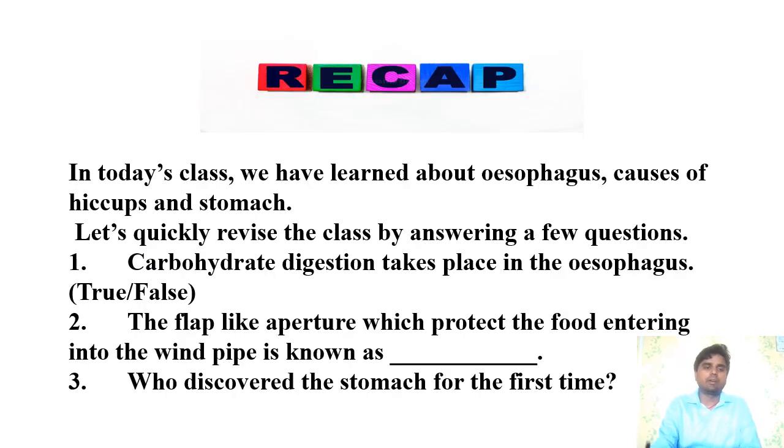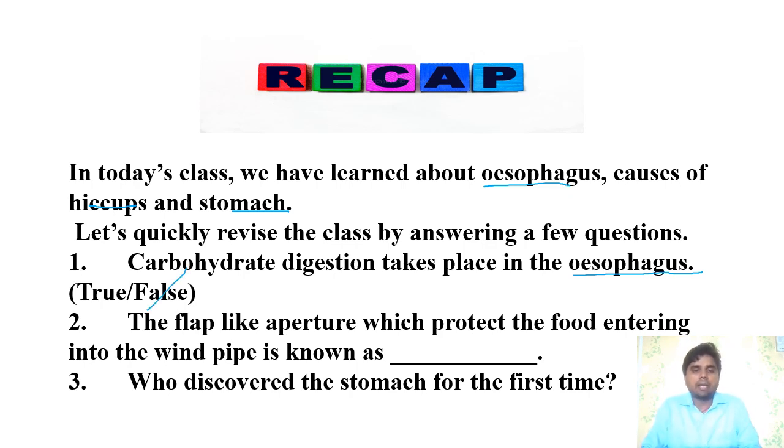Okay, now we will recapitulate whatever we have studied, like the esophagus, causes of hiccups and the stomach. Carbohydrate digestion takes place in the esophagus. Is it true or false, student? We have discussed it. Yes, there is no digestion, neither of carbohydrate nor of protein or fat, because no digestive enzyme is released in the esophagus. So we can say that this statement is completely false.